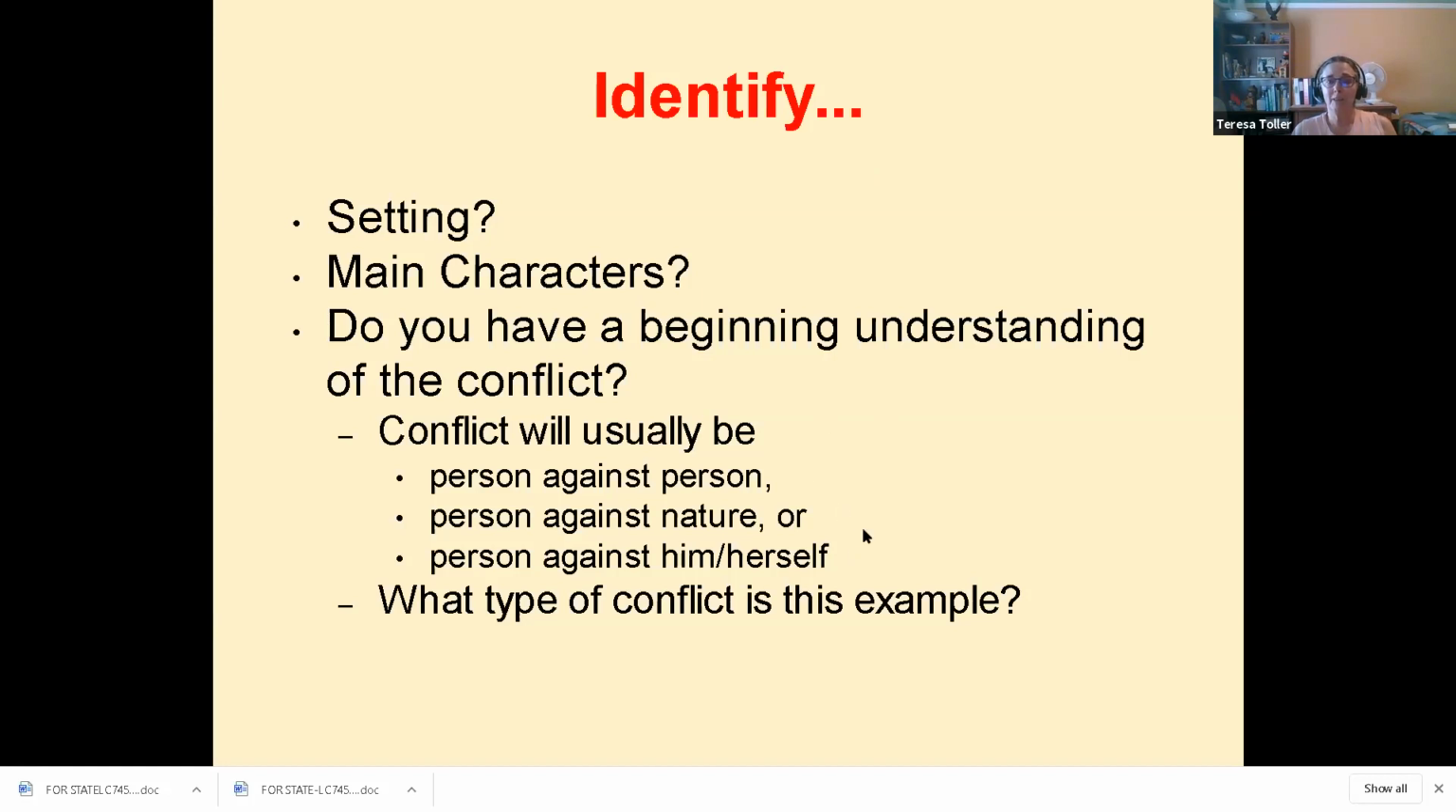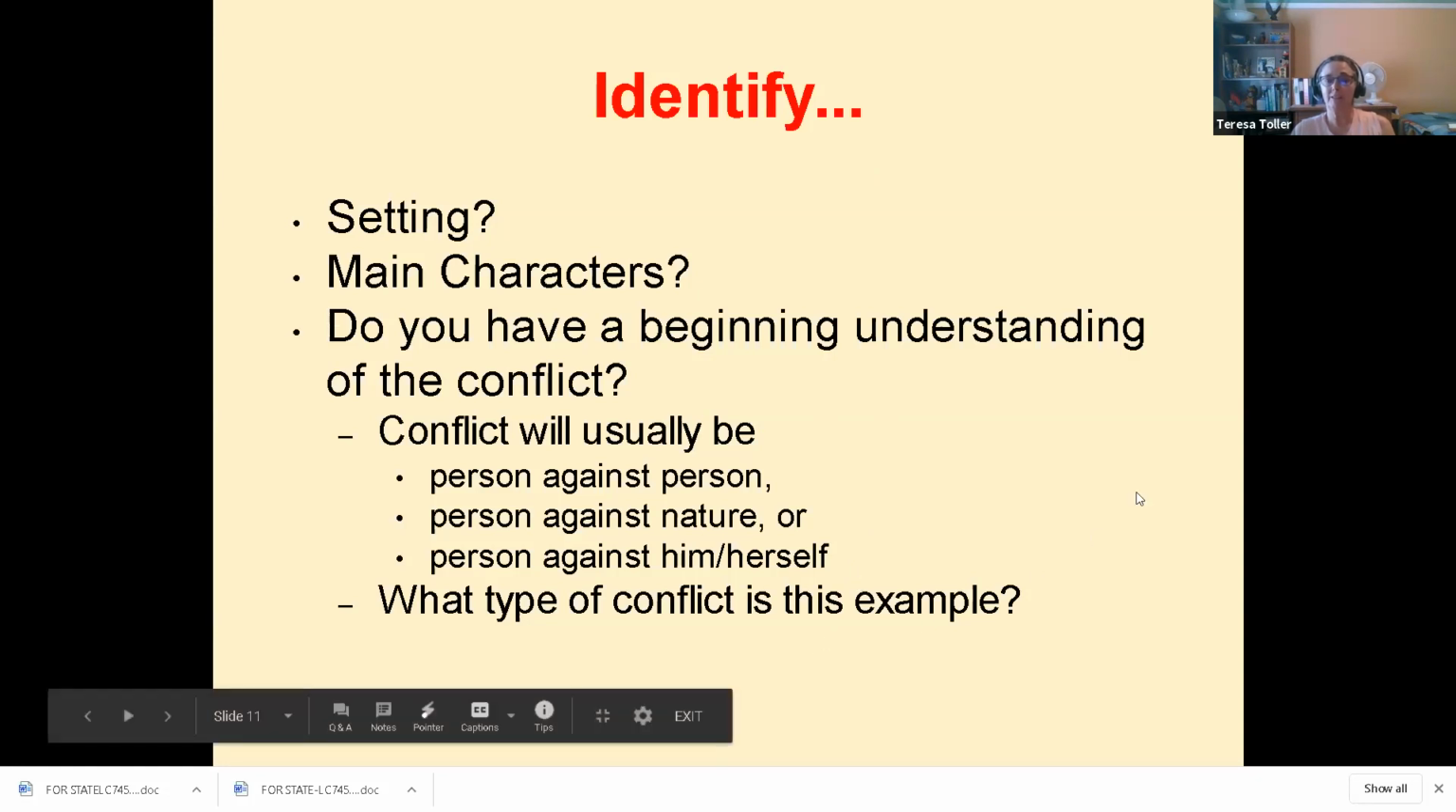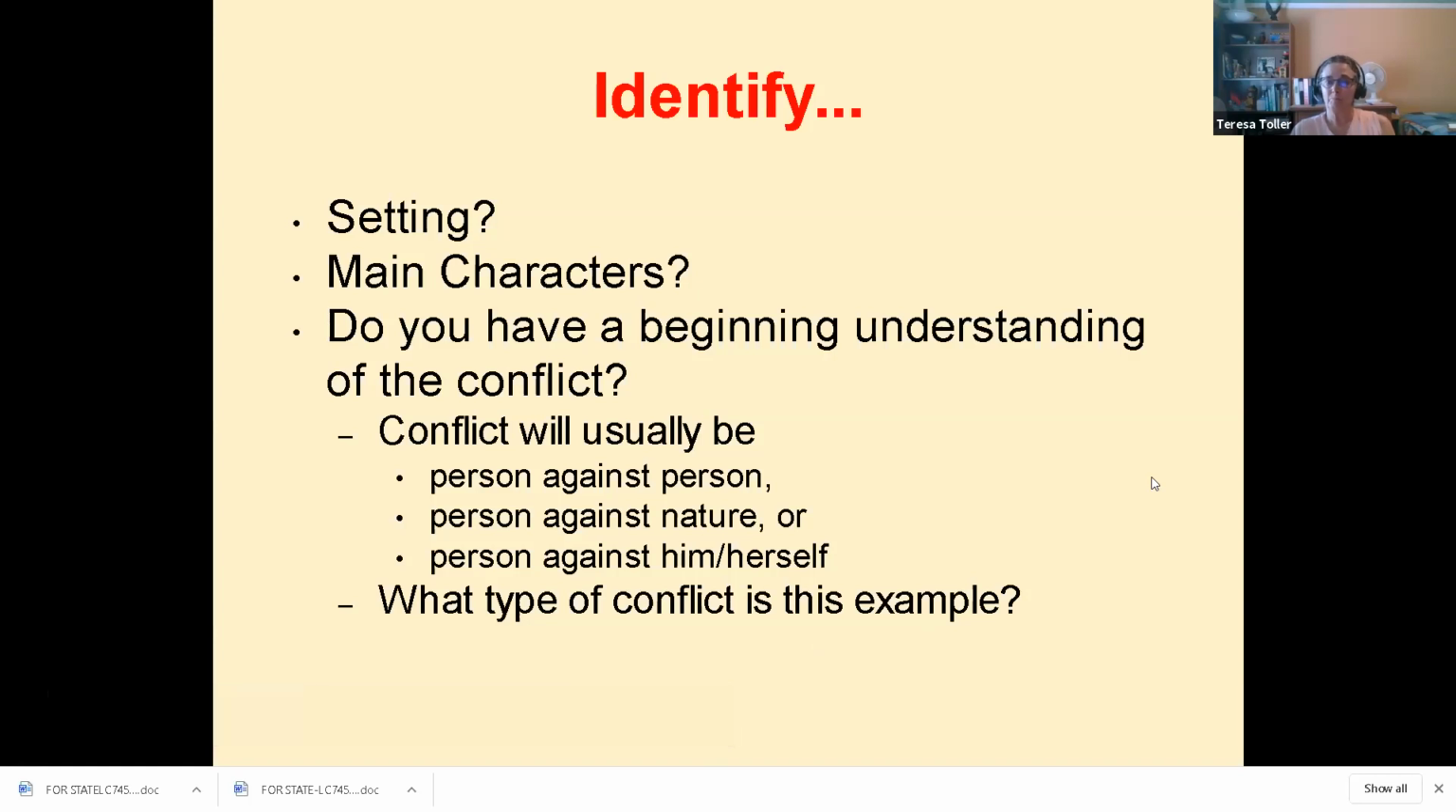Usually, conflict can be described in one of these three ways. One person against another or against a group, person against nature, or a person with an internal struggle. So the conflict in this example was definitely the first one, Cinderella versus her stepmother and stepsisters.